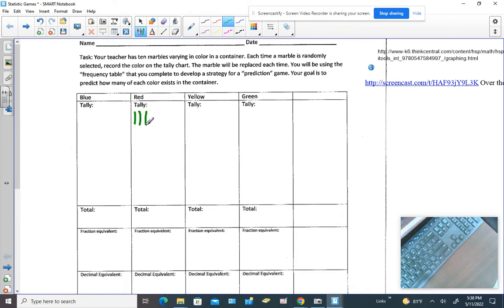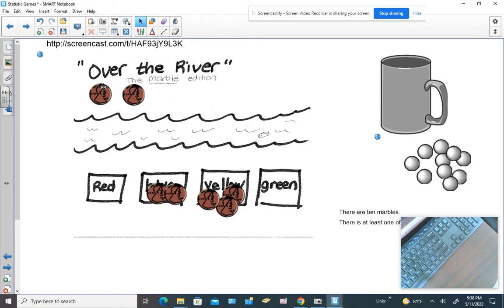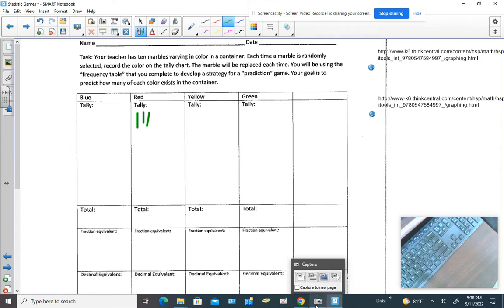All right, now if the game was going on, then each time red came up, I would cross it over the river. So it came up 3 times, I would be able to cross those over the river. But so far, these other colors, which are blue, yellow, and green, have not come up. Let's go back to our game board. Whoops. All right, so I'm forgetting, I think we had 3. For some reason that didn't stay. All right, so let's go back into the marble container. I'm going to pull another marble.